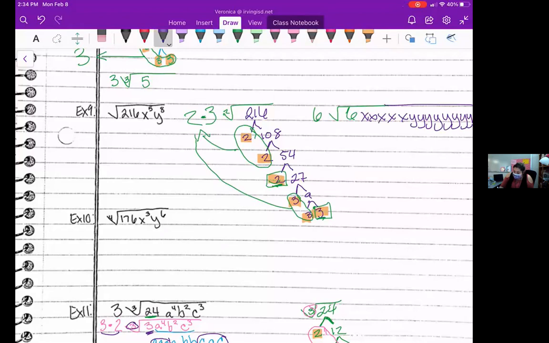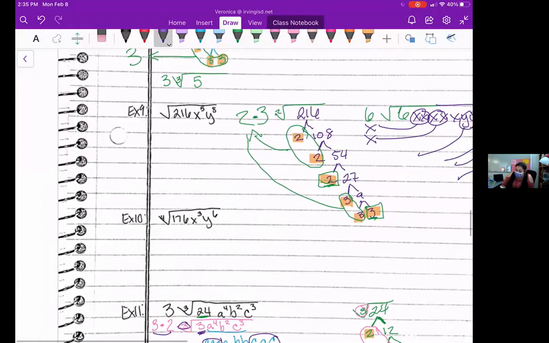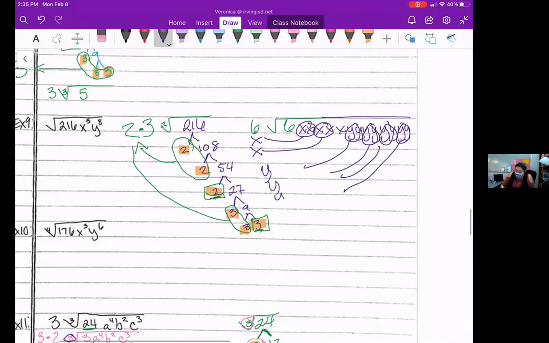Now remember, I want groups of 2. So 1, 2, I have 2 groups of x's, and 1, 2, 3, 4 groups of y. Okay, that means that this x is going to come out. So is this one, right? And then I have these 4 groups, right? So that means on the outside, I'm going to have 1, 2, 3, 4 y's. Each y represents one group. So what am I left with? Well, this is going to simplify to 6x squared y to the power of 4 square root of 6. And I only have 1 x left over on the inside, so that x is going to go there. So this would be my simplified answer.